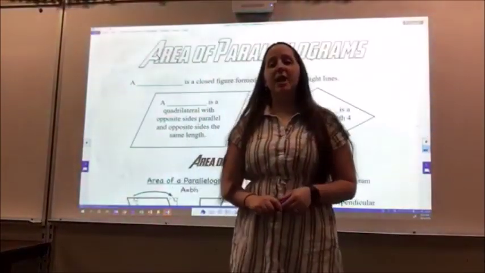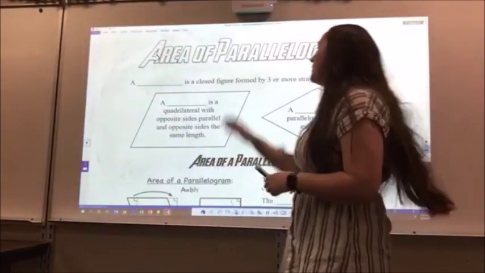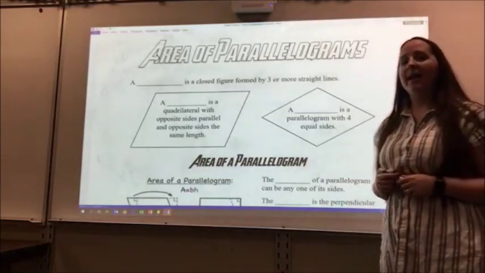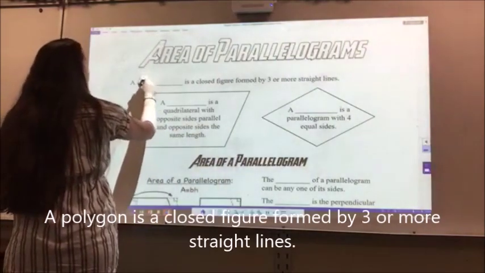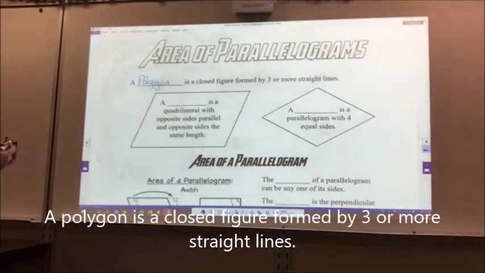All right, this is Chapter 9, Lesson 1, Area of Parallelograms. So, a blank is a closed figure formed by 3 or more straight lines. In that blank, you're going to write polygon. So, a polygon is a closed figure formed by 3 or more straight sides.